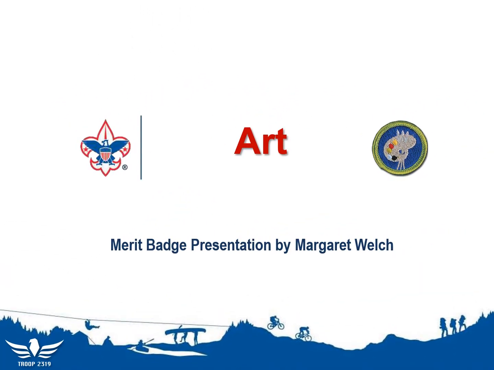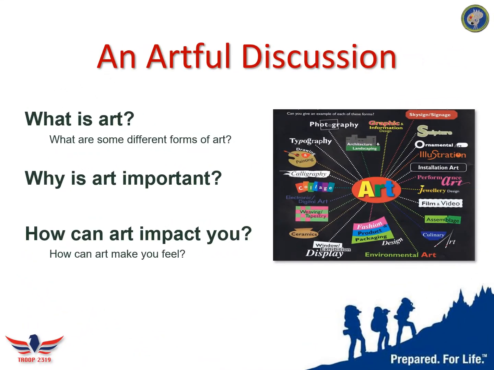The Art Merit Badge by Margaret Welch. Art is an expression of the artist. It comes in many different forms, including performance art, culinary art, environmental art, ceramics, painting, drawing, sculpture, weaving, photography, and film. All can be used to express feelings and to shape thoughts of a nation.